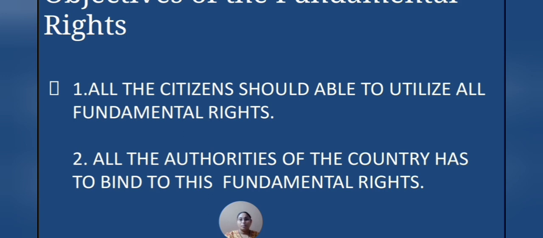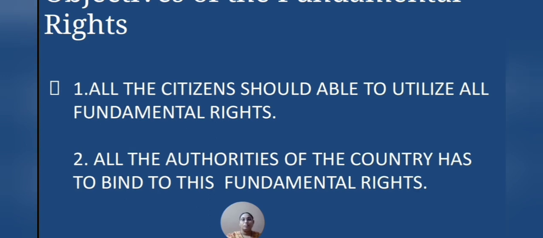The next objective of the fundamental rights is that all the authorities of the country have to be bound to these fundamental rules. So there is nobody who stops the fundamental rights from reaching the common people. A single common man in our country can enjoy each and every fundamental right. There has to be nobody to stop him from enjoying the fundamental rights.